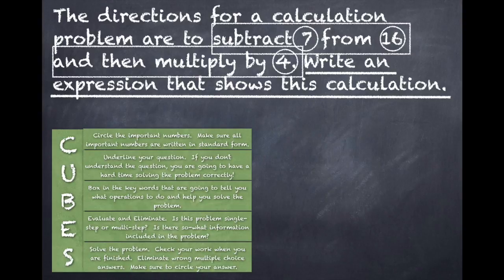Important numbers, 7, 16, and 4. These are the numbers that we'll be working with. All of them are in standard form. Our question is telling us to write an expression that shows this calculation. We're not solving, we are simply writing an expression. B, box in the keywords. So I've boxed in subtract 7 from 16 and then multiply by 4. These are our keywords. So now we need to evaluate.